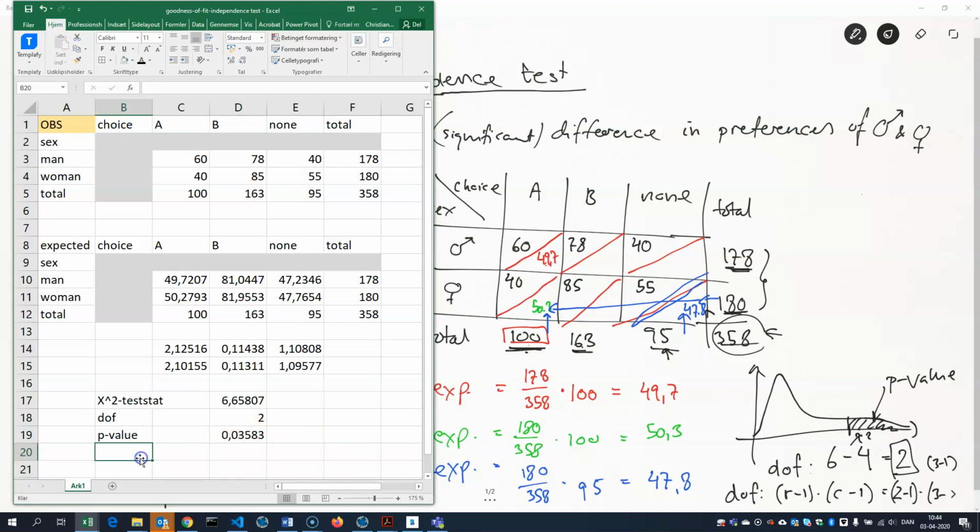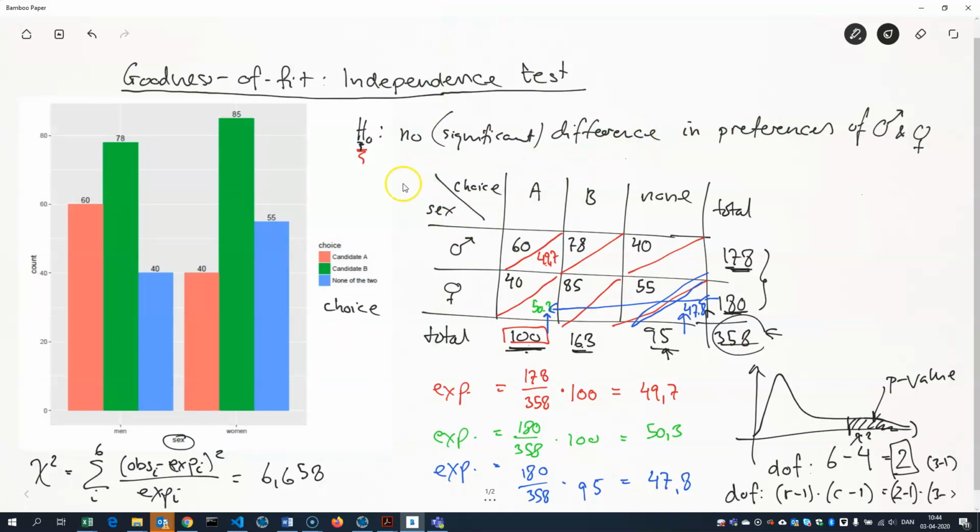That means if our level of significance is 5%, we can reject the null hypothesis. And let's just remind ourselves what that was. The null hypothesis was that there was no significant difference between the preferences of men and women. But we can reject that. At 5% significance level, we would say that there is a significant difference between the preferences of men and women.